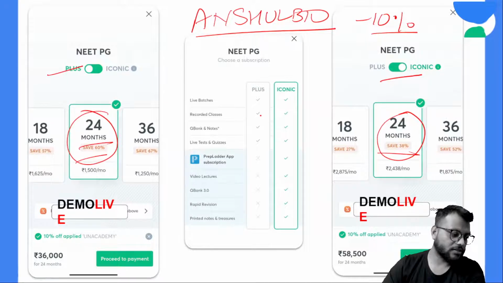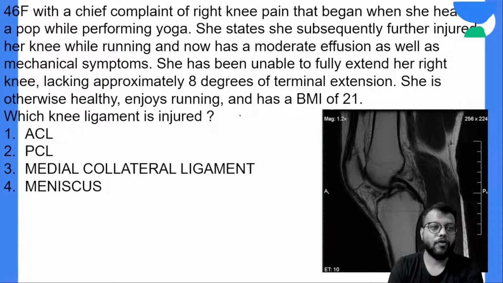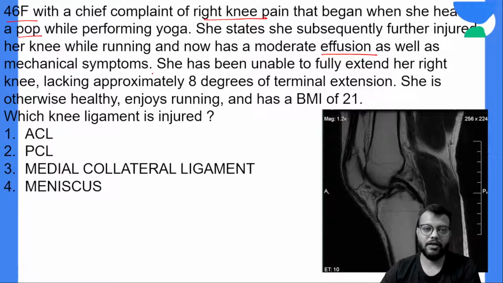The first question in today's session is: a 46-year-old female with the chief complaint of right knee pain that began when she heard a pop while performing yoga. She states she subsequently further injured her knee while running and now has a moderate effusion as well as mechanical symptoms. She has been unable to fully extend the right knee, lacking approximately 8 degrees of terminal extension. She is otherwise healthy, enjoys running, and has a BMI of 21. Which knee ligament is injured?